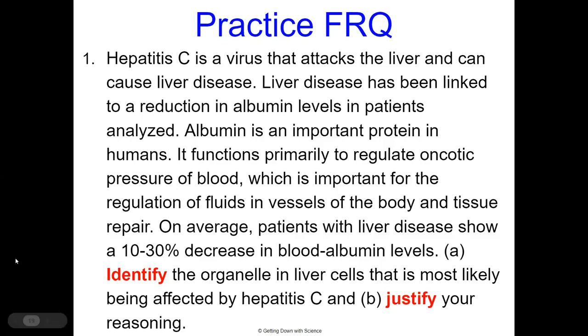So first thing it asks you is identify the organelle in liver cells that is most likely being affected by hepatitis C. So we've got to think about what's going to be the organelle affected based on what we know from this background. And then B, justify your reasoning. Explain why you think that's the specific organelle that's being affected. Okay.